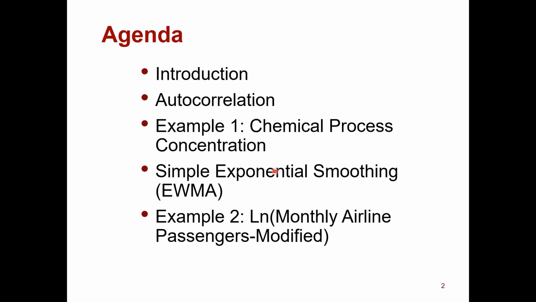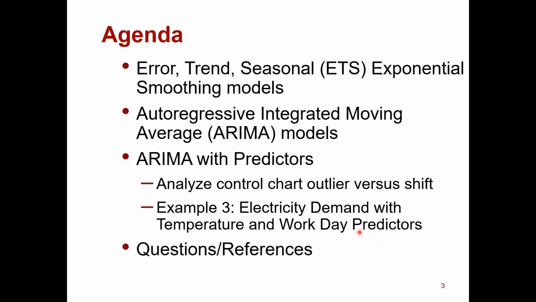We'll reintroduce simple exponential smoothing. We'll look at the airline passenger data that we looked at in part 2, but this is a modified version of the airline passenger data where I've deliberately injected an assignable cause at data point 50 and a shift in the process at data point 100. So it makes it a little bit interesting to see how the method works if we can pick up on those injected signals.